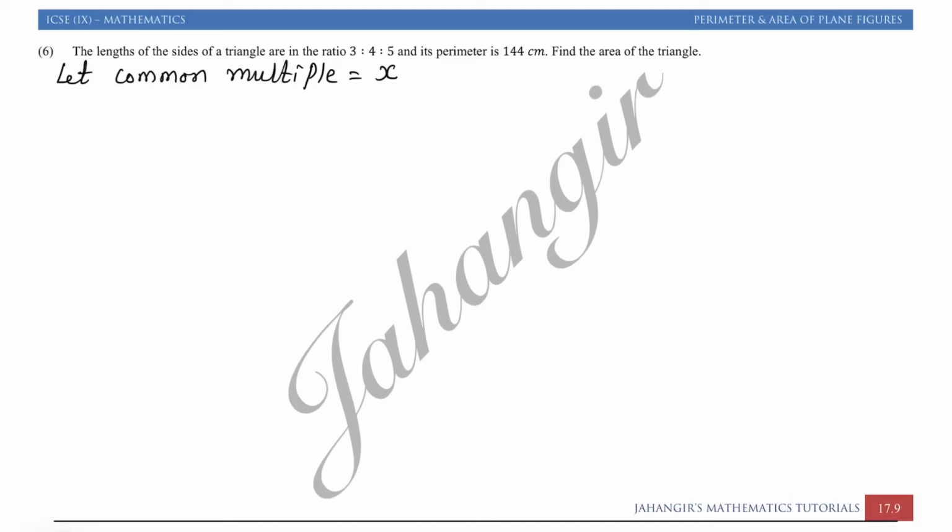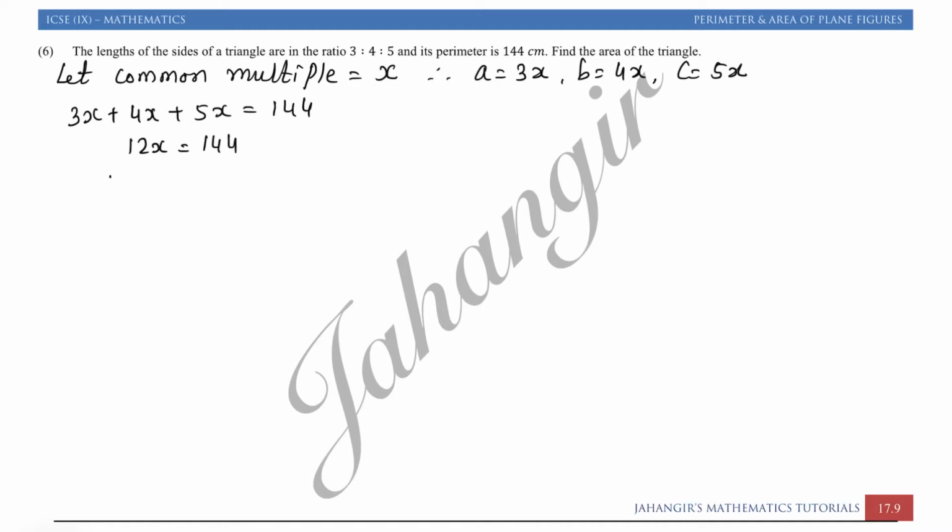So the sides are 3x. So we can say a is equal to 3x, b is equal to 4x and c is equal to 5x. So the perimeter is given as 144. So add all sides, 3x plus 4x plus 5x is equal to 144. 3 plus 4 plus 5 is 12, so 12x is equal to 144. So therefore x is equal to 12. So therefore we can find all sides.